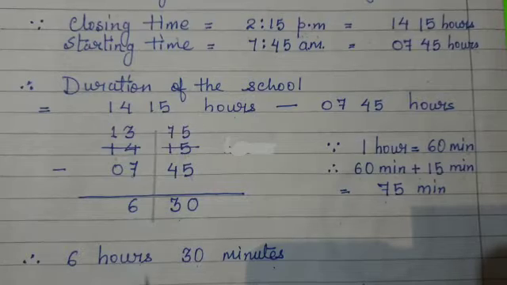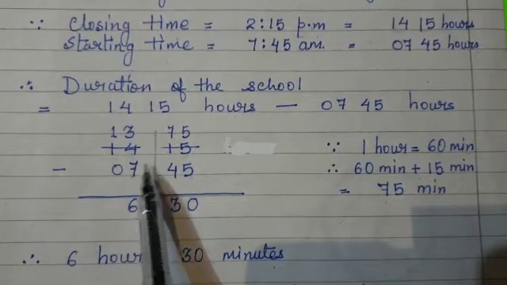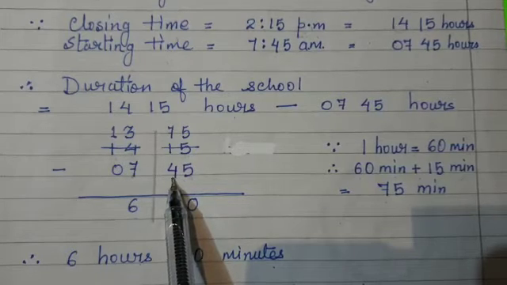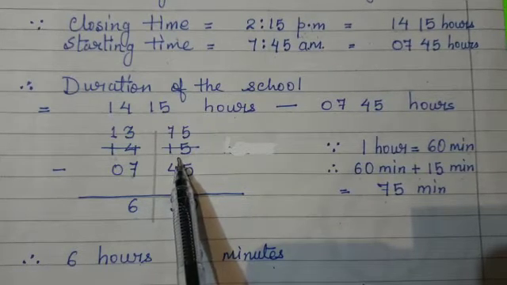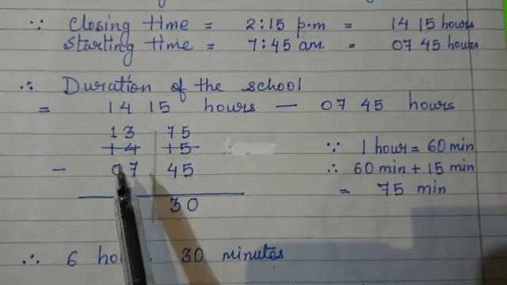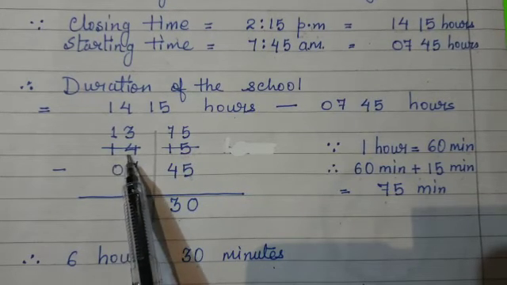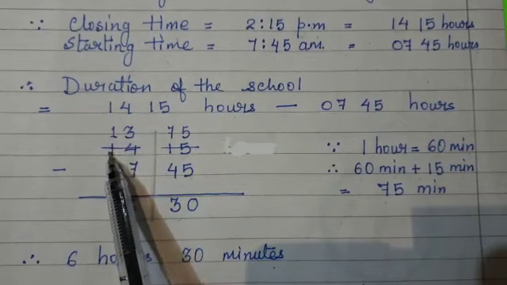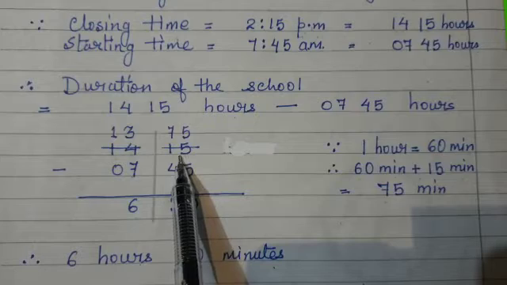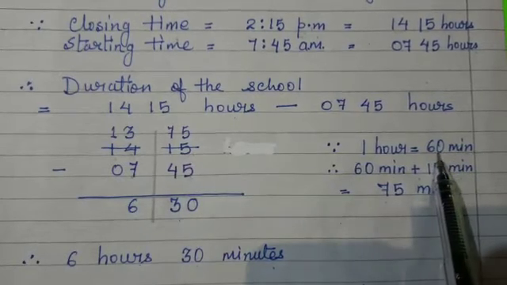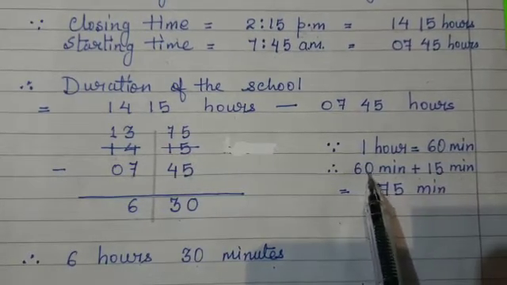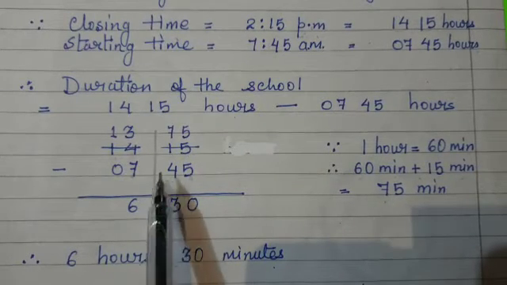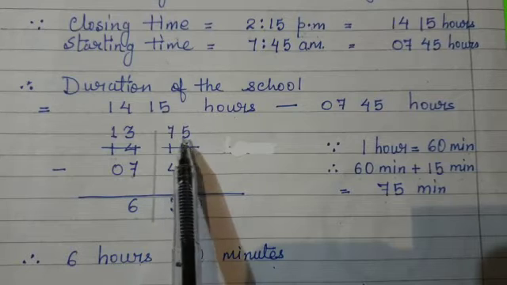Look here. It is arranged in column form. So we have to subtract this 45 minutes from this 15 minutes. To subtract 45 minutes, we need to borrow 1 hour. When we borrow 1 hour from this 14 hours, it will now be 13 hours. And as we are giving 1 hour to the minute segment, 1 hour is equal to 60 minutes. And this 60 minutes plus this 15 minutes is equal to 75 minutes. So we need to cut it and write 75 here.